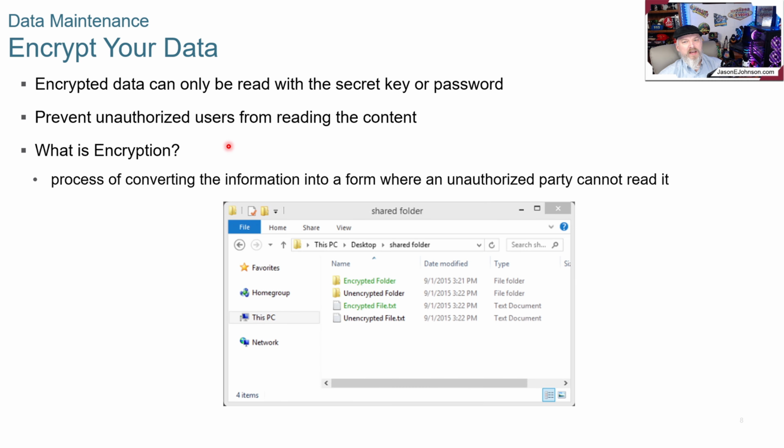Make sure you encrypt your data. Data can only be read with a secret key or password. You want to prevent unauthorized users from reading the content. And what is encryption? At a very high level of explanation, it's a process of converting the information into a form where the unauthorized party cannot read it.